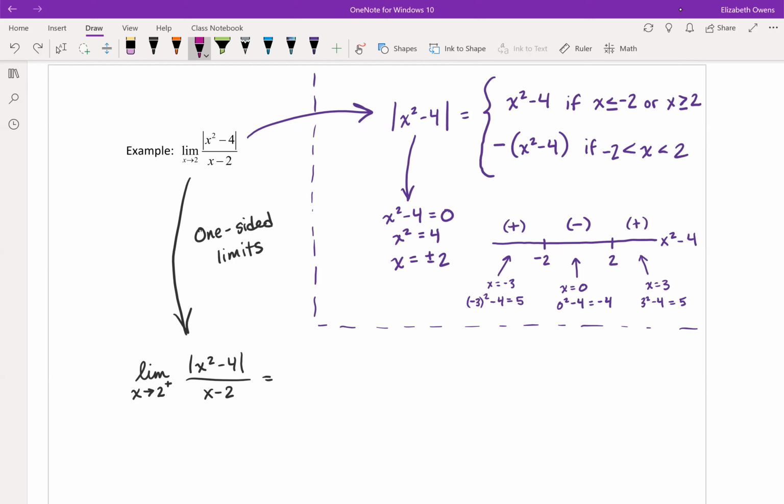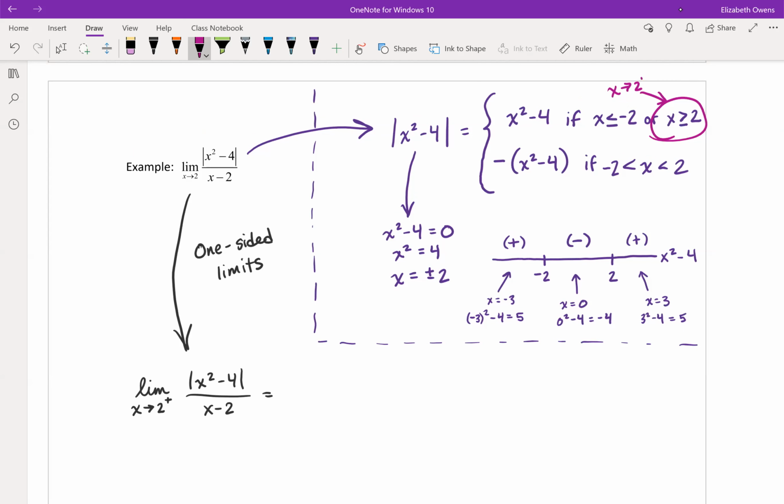Okay, let's go back to this little number line again, convenient. Here's x equals 2, and we want to pick something to the right of that. So that would be in that rightmost part of the number line, which would be x greater than 2. That would fit into this category right here. Okay, so we are going to use this for x approaching 2 from the right.